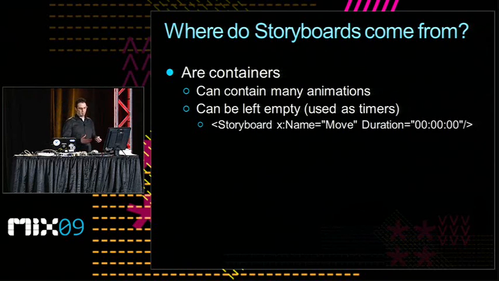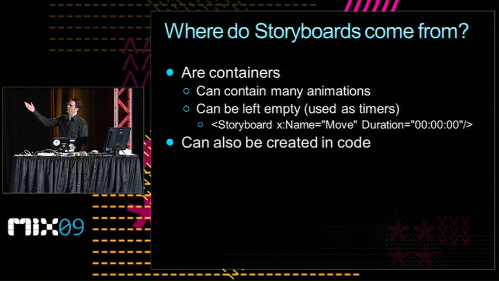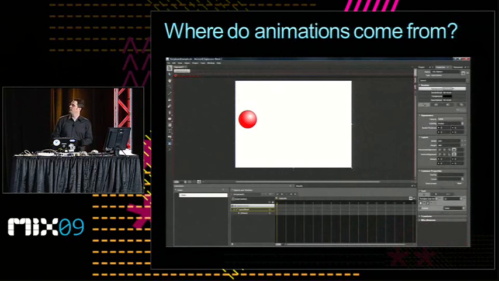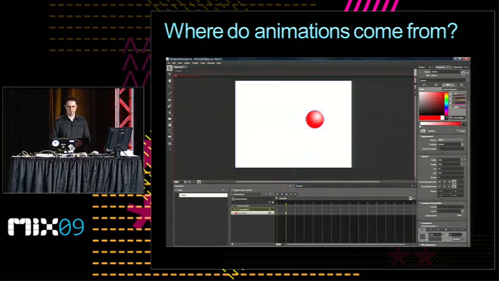So if storyboards are containers that contain animations, where do animations come from? Oh, sorry, storyboards also can be created entirely from code if that's your preference. Okay, so animations. If I want to create an animation in Blend, the first thing I'm going to do is grab my timeline marker and drag it to the position. In this case, I'm going to move to 1 second. And then I'm going to grab my object on the artboard and move it.